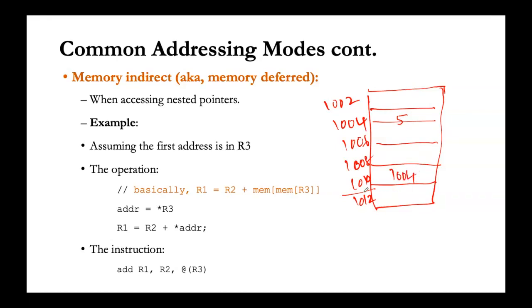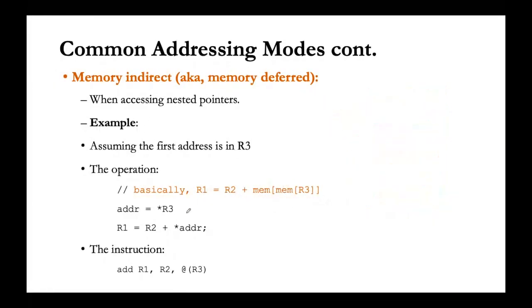of 1004. So first it goes to 1010. In that 1010, it finds 1004. Then it goes to 1004, the first memory. That memory consists of another memory address. In that memory address, the operand is available. We call it memory indirect. So R3 is holding the first address of the operand, and so double addressing is there.